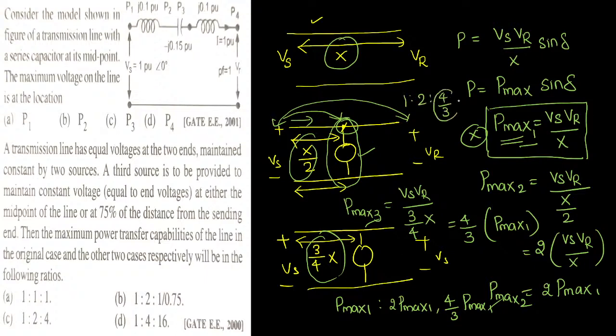How else can we write 4 by 3? It can also be written as 1 divided by 3 by 4. It can also be written as 1 divided by 0.75, because they have given the options like that. I am not doing anything. So the correct answer is 1 is to 2 is to 1 divided by 0.75.